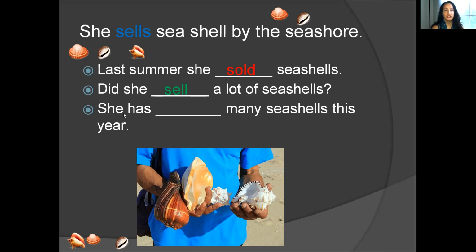Okay. She has blanked many seashells this year. She has sold many seashells this year. Remember, has. Okay. There's no en here. So this has to be memorized. Has sold.